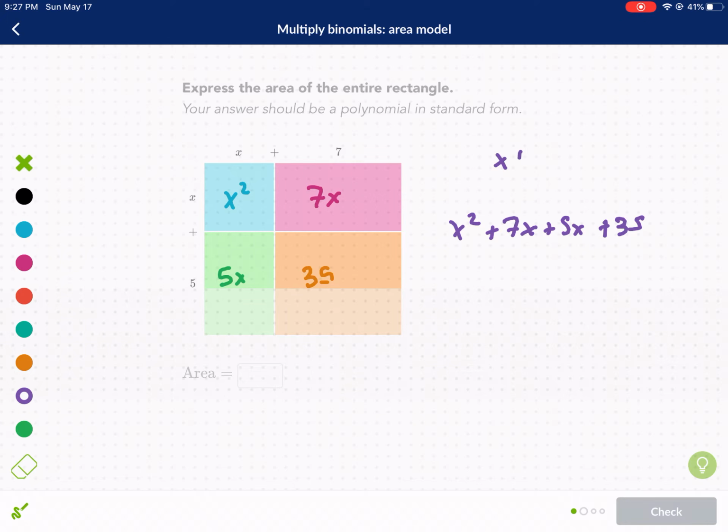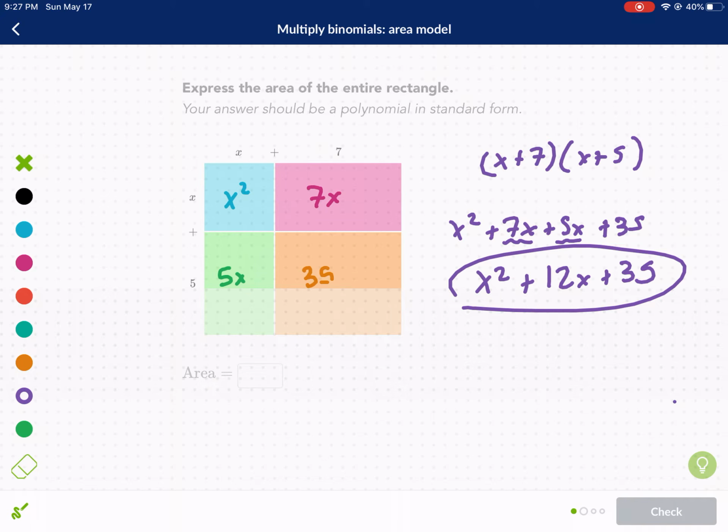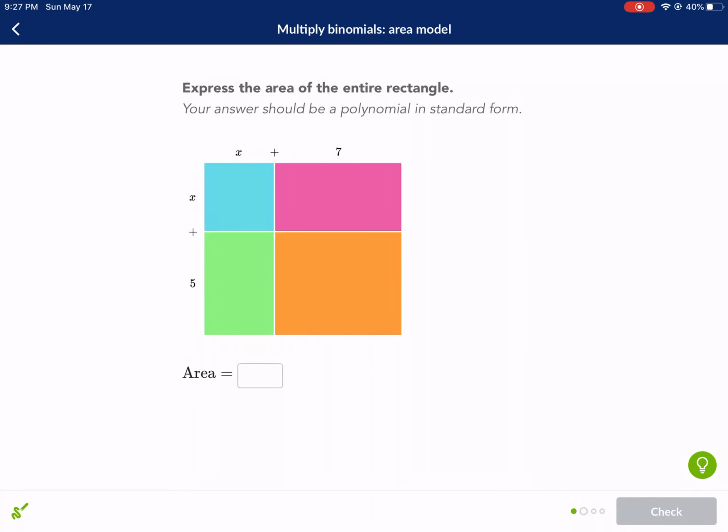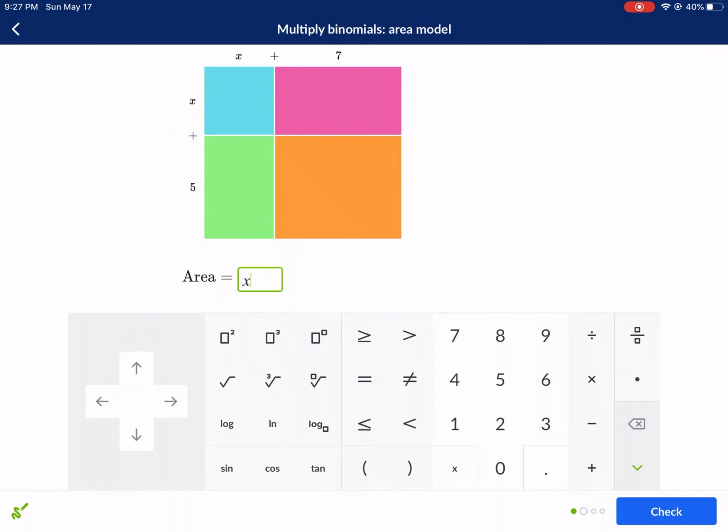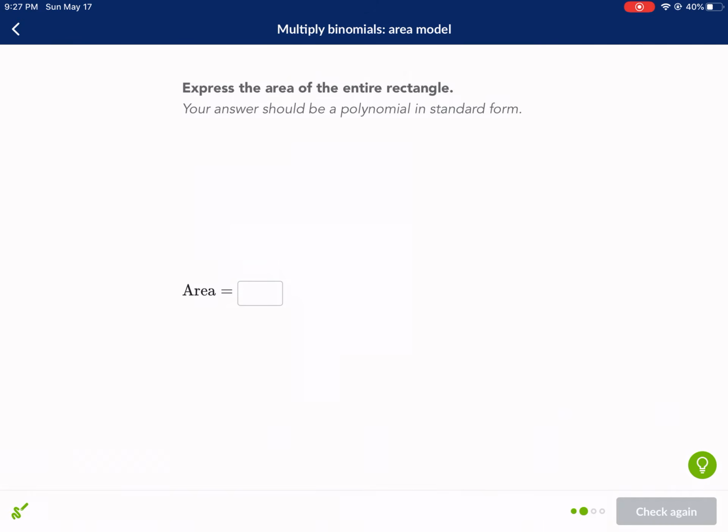Keep in mind, this is the multiplication of these two binomials, x plus 7 and x plus 5. There we go. As always, we're going to have some like terms here, 7x and 5x. I encourage you to write down a little squiggly line or a dash line or something so you can designate that they're the same, so you keep organized. Once we combine them, we get x squared plus 12x plus 35. Check our answer. We're good to go.